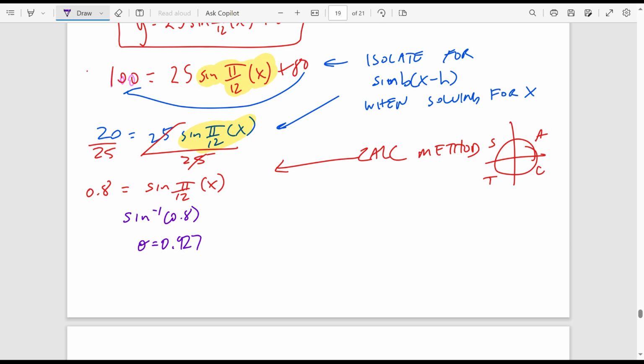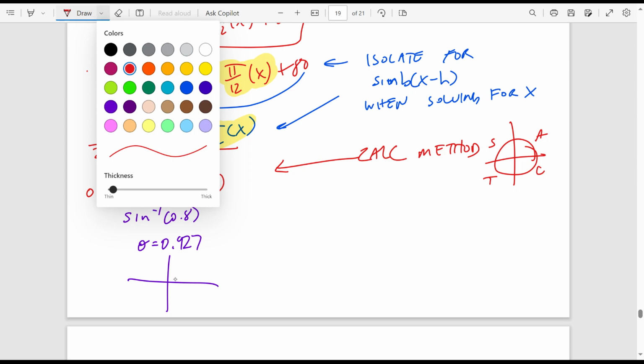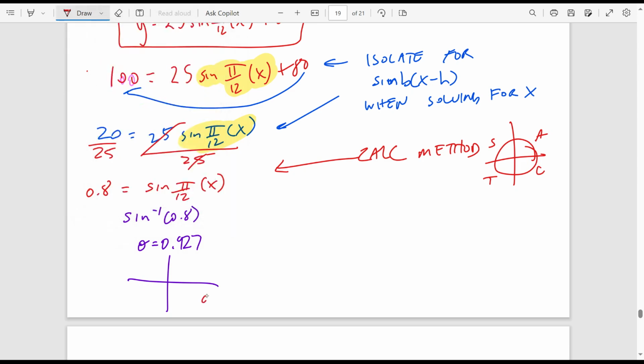And if I take a look at this CAST system, what we can do is say, where is it going to be positive? Right there and right there. There's going to be two answers. There's going to be two angles. They're going to exist in the A and the S quadrant. You want to label them as such.